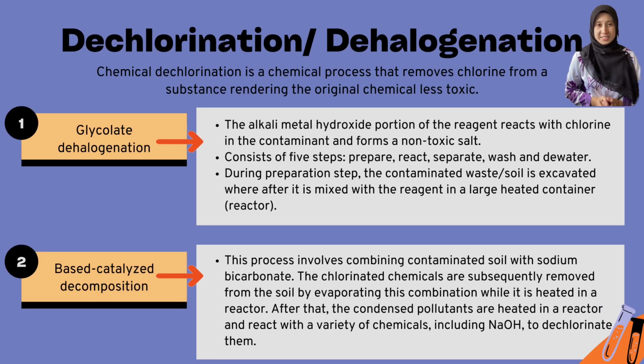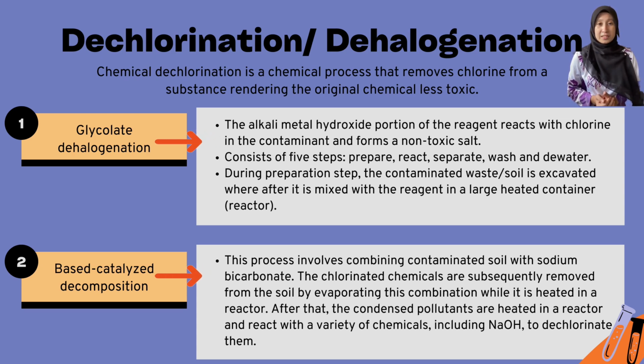Chemical treatment of hazardous waste also includes dechlorination or dehalogenation. Chemical dechlorination is a chemical process that removes chlorine from a substance, rendering the original chemical less toxic. This process uses glycols, alcohols, and water as its primary reagents. The two most common versions of chemical dechlorination are glycolate dehalogenation and base catalyzed decomposition. The first one is glycolate dehalogenation.